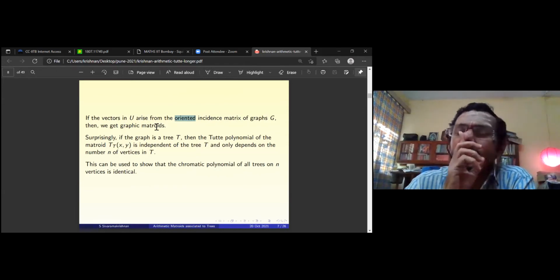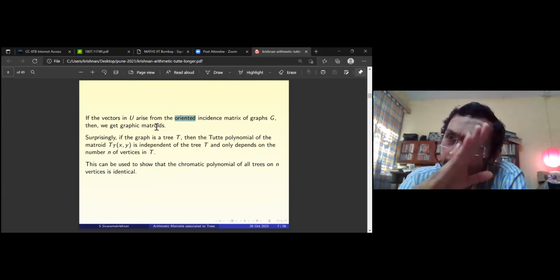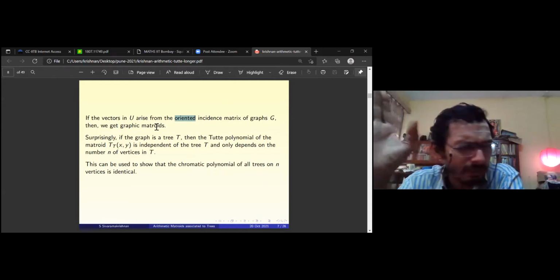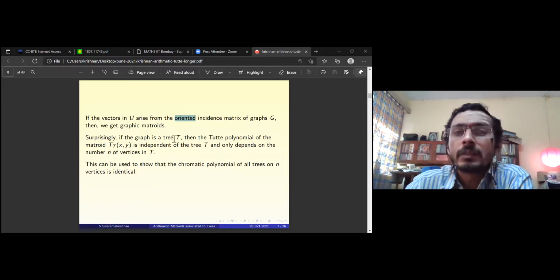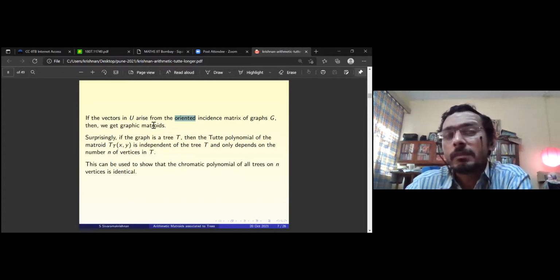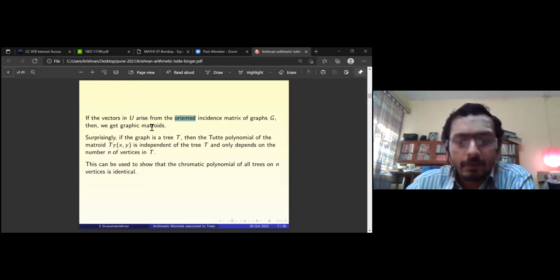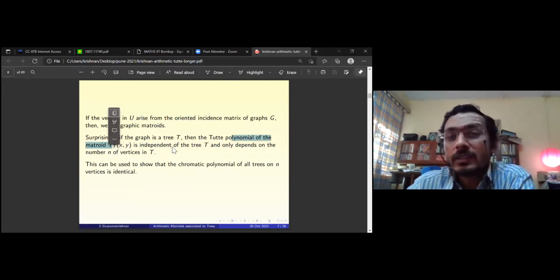The definition of a matroid I'm not getting into, but the important point is we have seen some examples. That is, take a matrix, look at the sets of columns which are linearly independent. That's a set system, which is a matroid. So a matroid is a set system with some properties. This is a very general object, matroids.